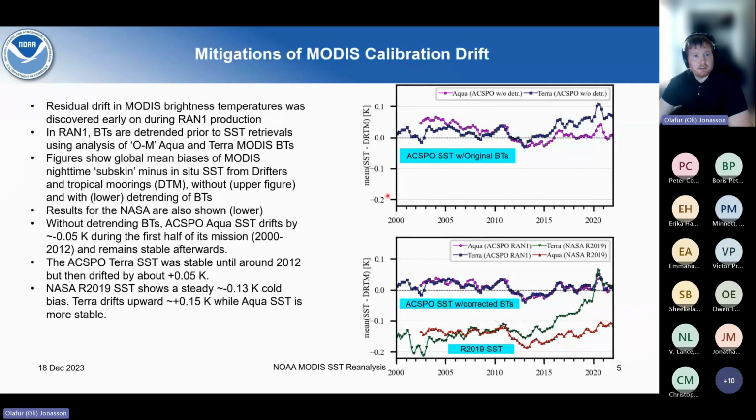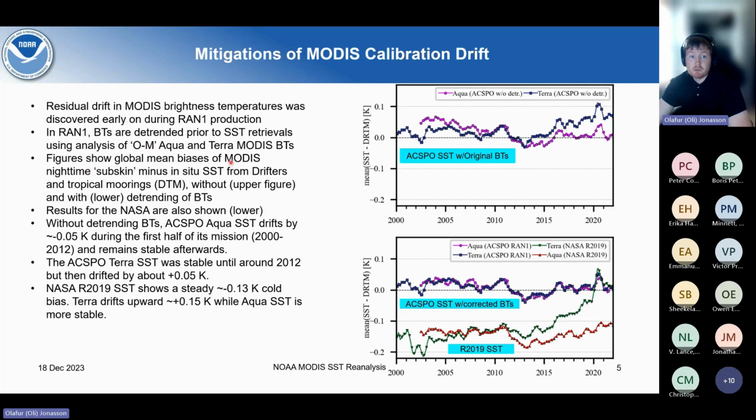So finally, we performed mitigation of the MODIS calibration drift. Residual drift in MODIS brightness temperature was discovered early during RAN1 production. So in RAN1, the BTs are detrended prior to doing SST retrieval. We use analysis of the observed minus model Aqua and Terra MODIS BTs.